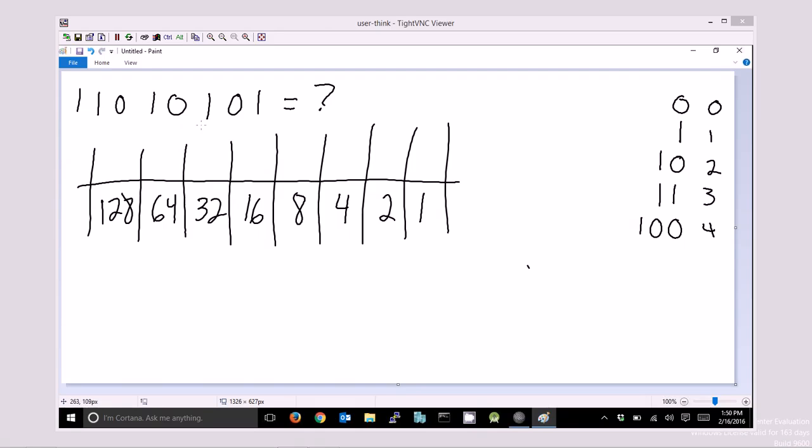So now I'm going to take my binary number and I'm going to place it into this chart. 1, 1, 0, 1, 0, 1, 0, 1. And now what I'm going to do is every place where there's a 1, I'm going to take that number and I'm going to add it. I'm going to add up all those numbers.